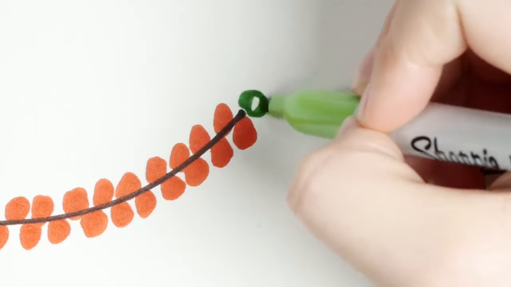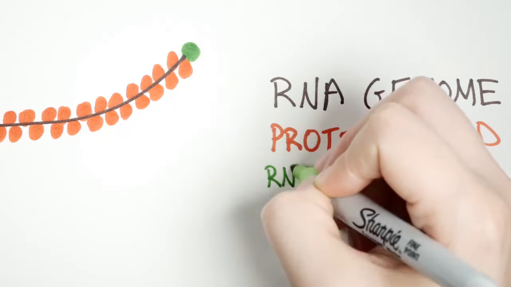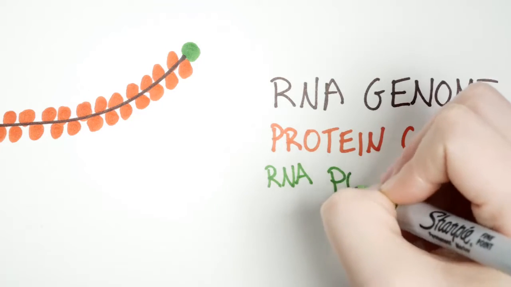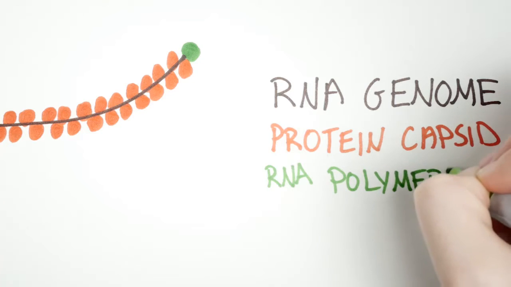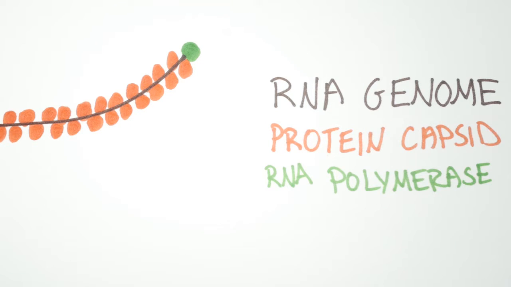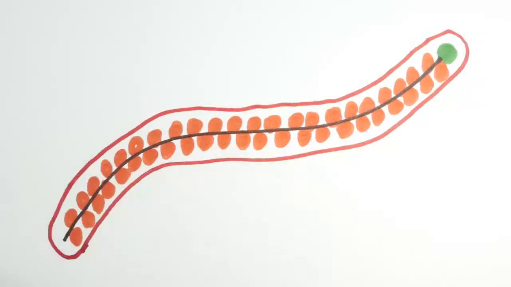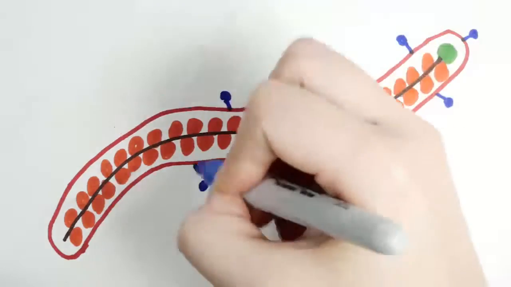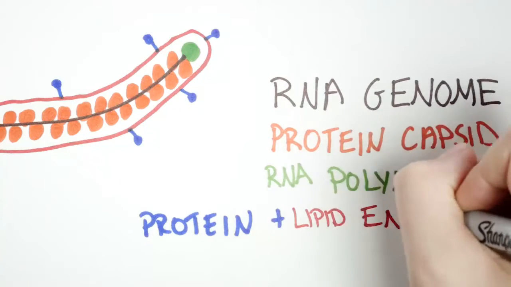Stuck onto the end of the genome capsid structure is a protein Ebola uses to make mRNA and genome copies. This protein is called an RNA polymerase. Different RNA viruses have their own RNA polymerase. Ebola's RNA polymerase only works on its own RNA genome. Finally, Ebola has an outer layer made of proteins and lipids called the envelope. Not all viruses have envelopes.